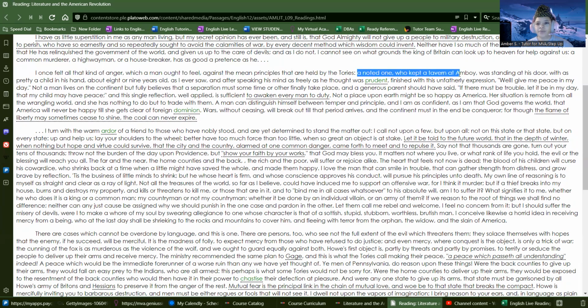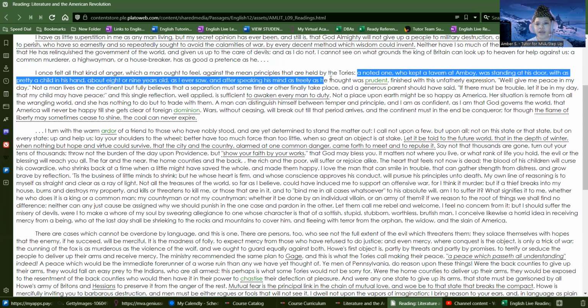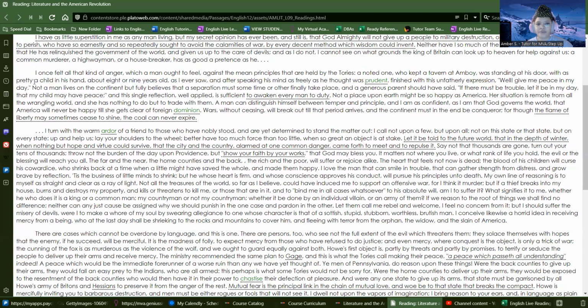A noted one who kept a tavern in Amboy was standing at his door with as pretty a child in his hand, about 8 or 9 years old, as I ever saw. And after speaking his mind as freely as he thought was prudent, so that's wise and practical manners, finished with his unfatherly expression of, "Well, give me peace in my day." So he's giving an example here.